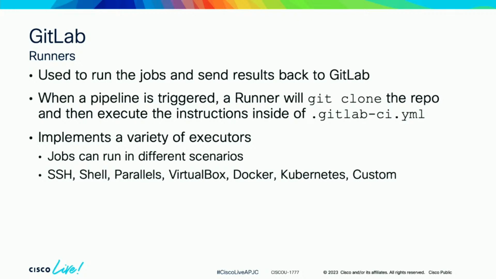GitLab implements a variety of executors. You can have the pipeline at each stage connect with SSH devices. You can run shell scripts. You can start Parallels instances, VirtualBox. You can say, I want to deploy as part of my stage a virtual machine, and then I want to have Ansible install whatever on it. Then the next stage would be, okay, I'm building now a Docker container, right? And Kubernetes, you can have it integrated with, or you can create your own custom jobs as part of this pipeline.